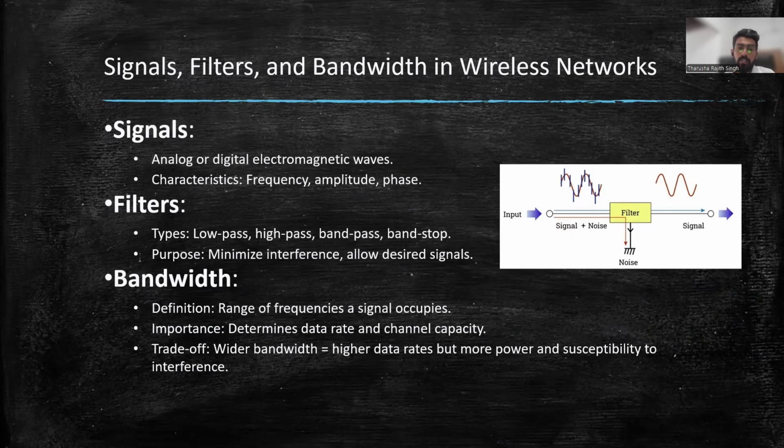So, in summary, understanding signals, filters, and bandwidth is essential for designing efficient and reliable wireless communication systems. By carefully managing these components, we can ensure high quality data transmission and optimal network performance.